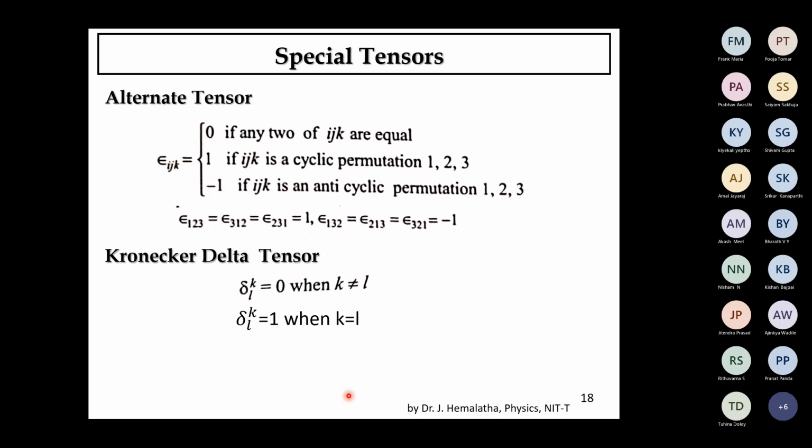And the Kronecker delta tensor is another special tensor. See here, an example is given: delta 1 1, delta 2 2, it goes up to delta n n. In all these cases, since the suffixes are the same, the value is 1. If they are different, like delta 1 2, delta 1 3, delta 2 1, whatever it is, if the indices are different, then the value will be 0. You can even represent delta LK with both as upper indices also. Both are valid. Delta stands for the delta tensor that represents this.